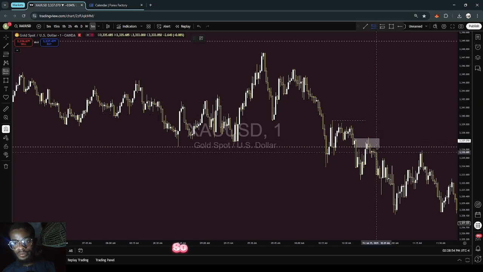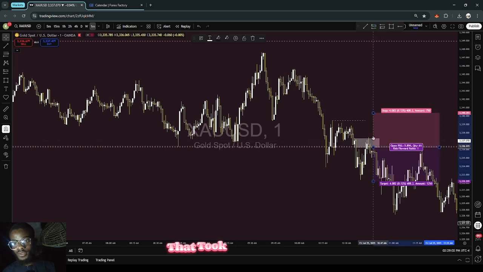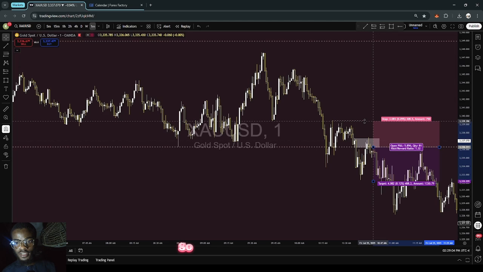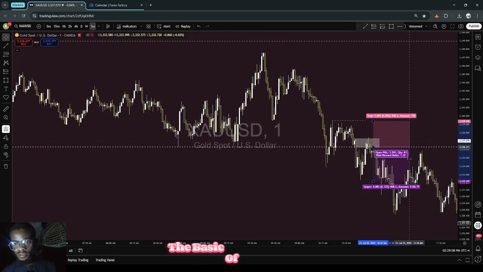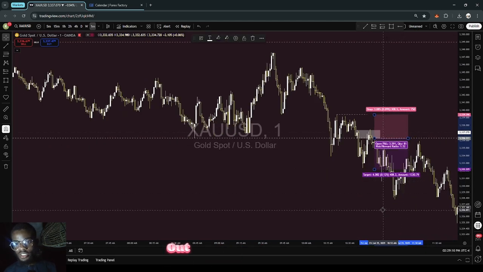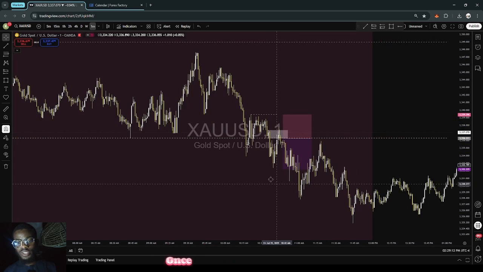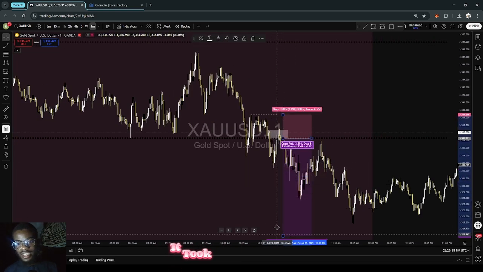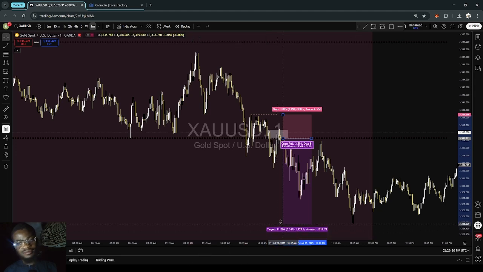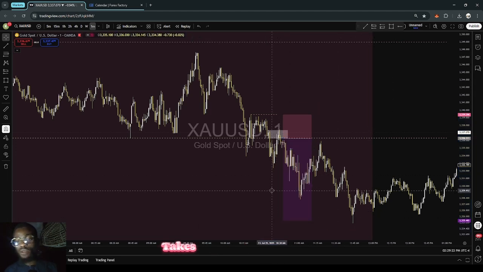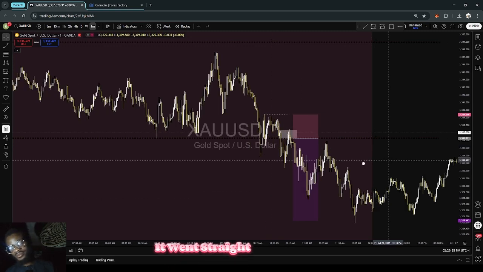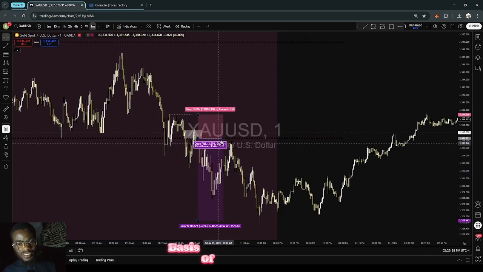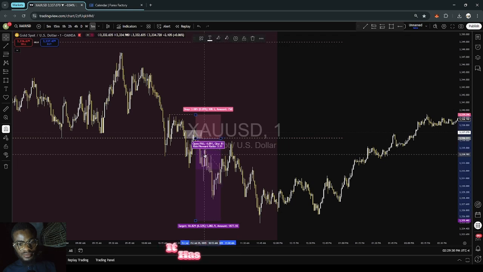This is the low at 8:56 a.m. So you can see it was a 9 a.m. candle that took it out. Like I said before, the basic of the setup is that once it takes out the low, it goes straight for the high. Once it takes out the high, it goes for the low. For this scenario, it took out the low, so it went straight to the high. That is the basis of the strategy.